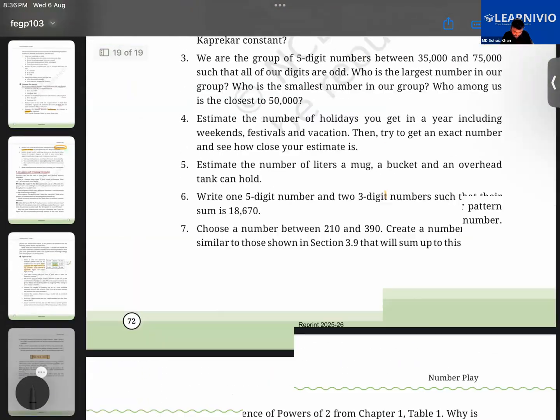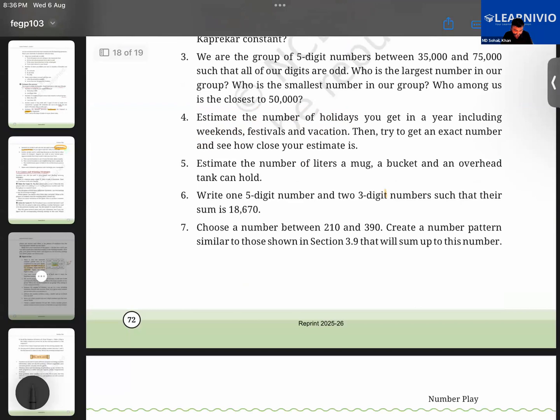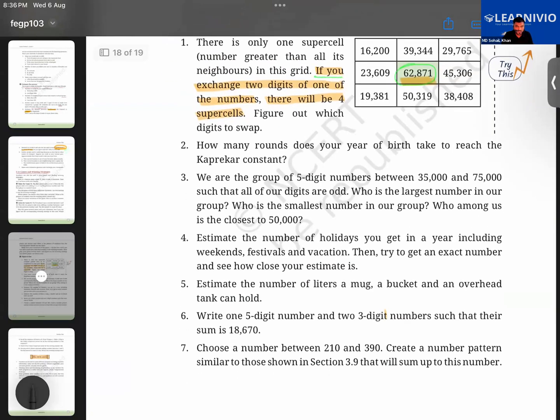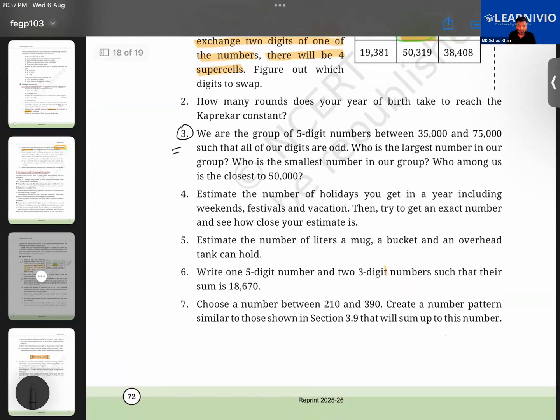So we were doing the questions from page number 72 in the last class. We were done with question number 1 and question number 2. From question number 3, we are going to continue. All of you pay attention here. Habib, turn your cameras on.